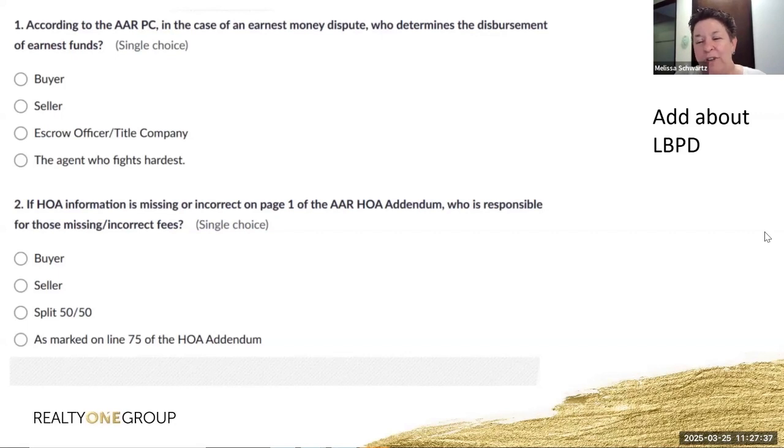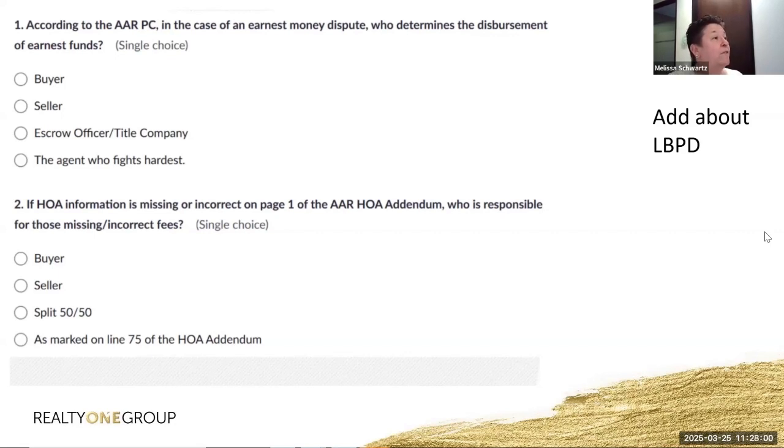How many of you are filling in line 75? Oh, it says line 74. That's funny. No, it's line 75. How many of you are filling that in? Please, please, please. If you want a 50-50 split, that's fine. Put it down, but put something there, because if you don't, title is like, I don't know who's paying this, right?